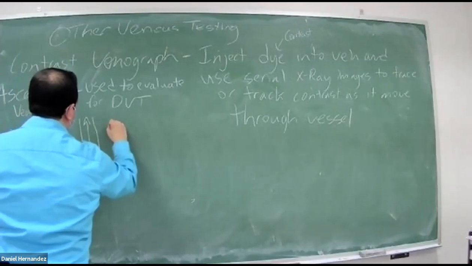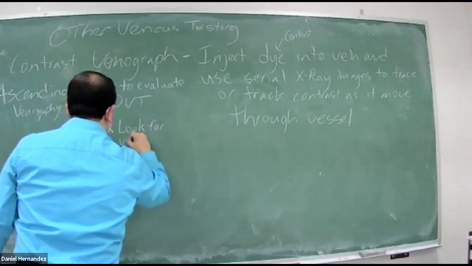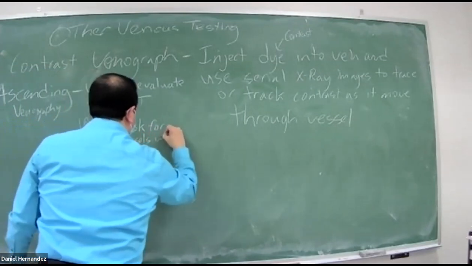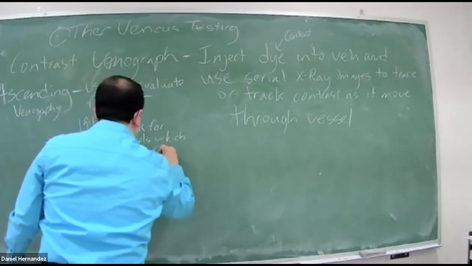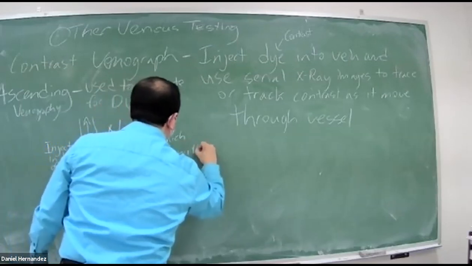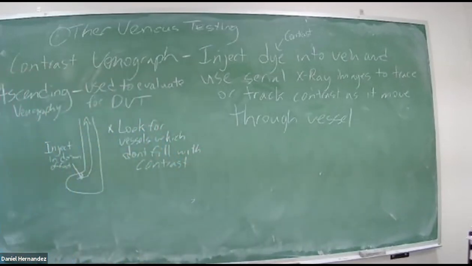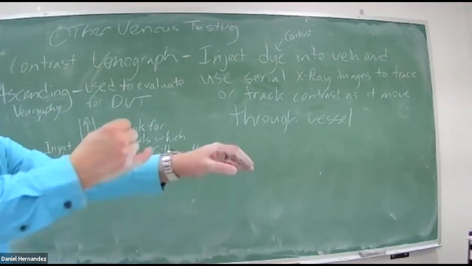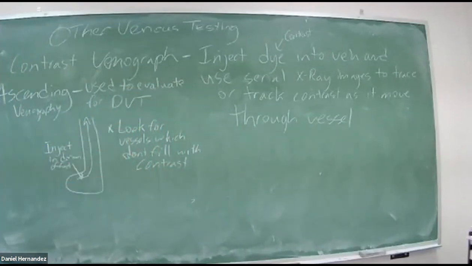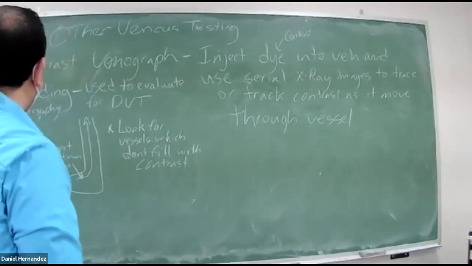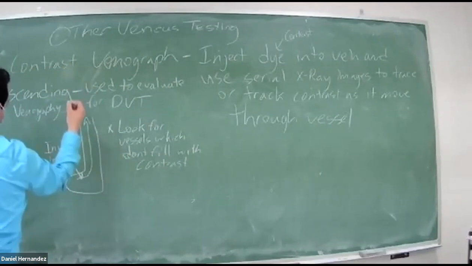So they're going to look for vessels which don't fill with contrast. You can do the same thing for the arms as well. You just go in the distal arm, maybe the dorsum of the hand. Inject the contrast and track it through the vessels of the arms as well. So this is ascending venography because the contrast is ascending, it's going up.